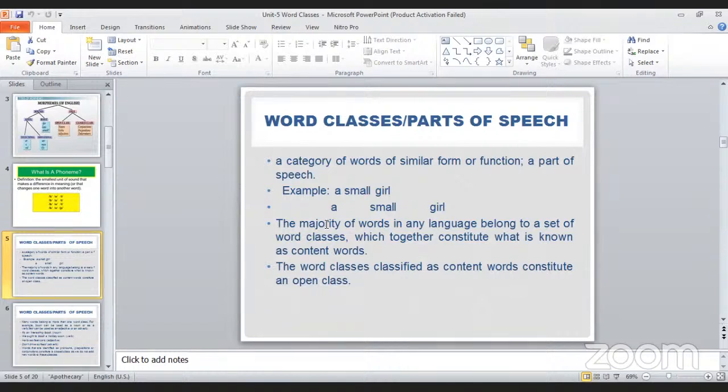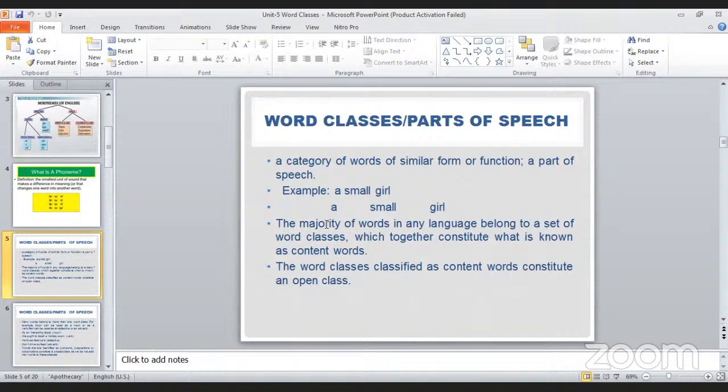For example, let's look at this example here: a small girl. Now when we say this phrase, a small girl, if you take the three words separately, they give a different meaning altogether. Separately, each is only a single thing, right? Small defines the size of something, and girl is a noun over here.